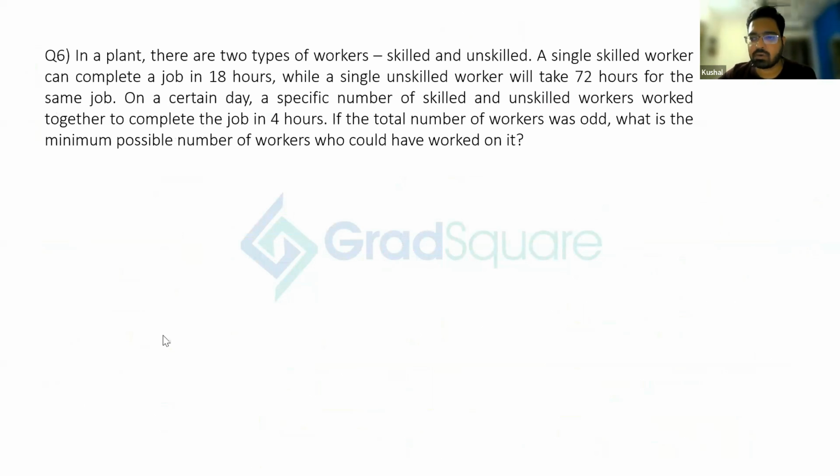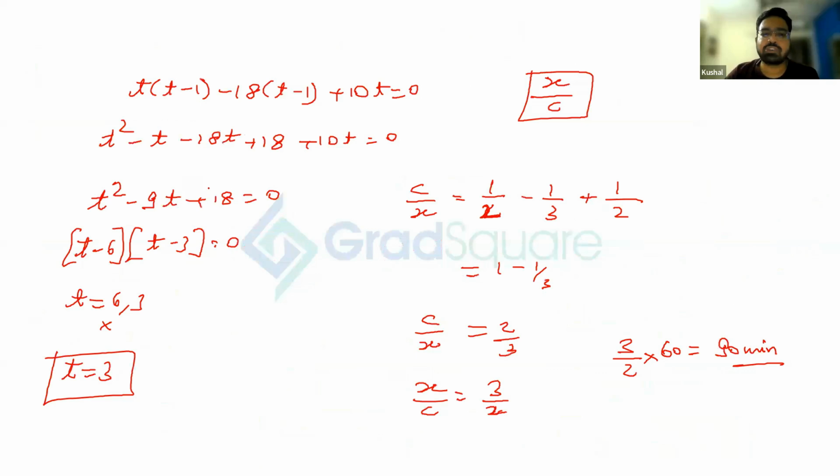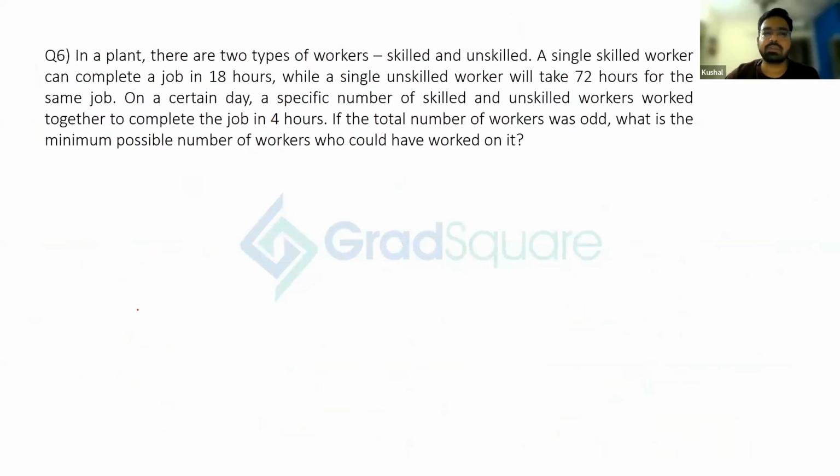So can you tell how we choose the value of t? Understand that they had told you in the question that it is less than 5 hours. For what? For A. A was taking T hours, right? So it is less than 5 hours. And that is the reason why I removed 6 and took 3.